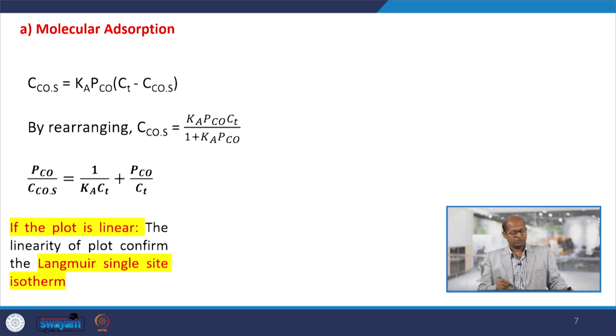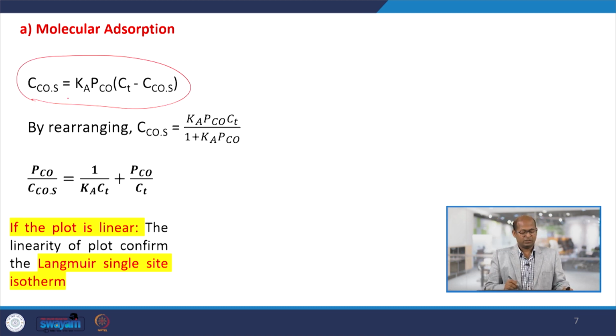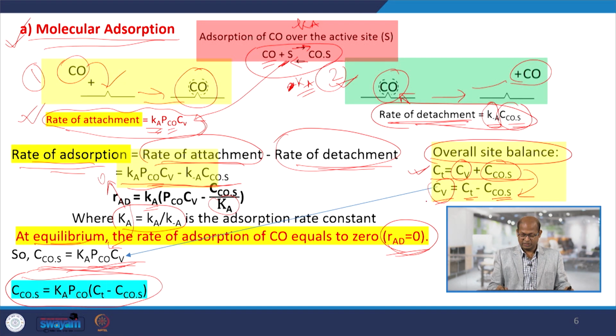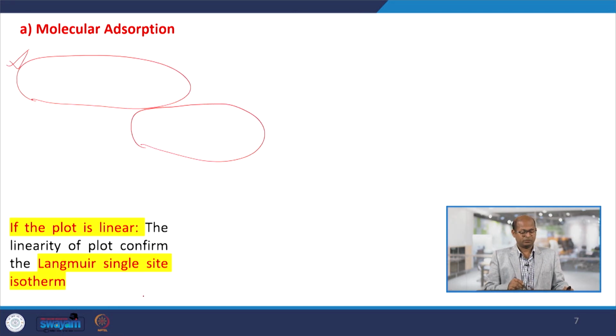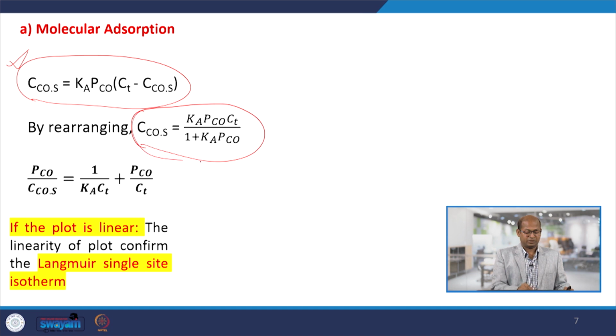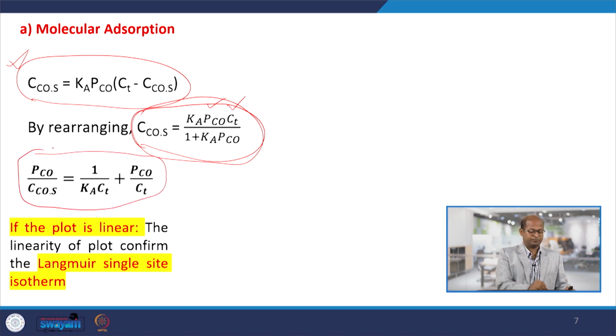So, now we have got this. Now we are rearranging these equations. After rearranging and substituting this, we can get this, and on the right hand side C_CO,S is also there. So, then on the left hand side C_CO,S equals, in terms of the right hand side terms, we can express. So, now these equations we can rearrange this way. Okay. So, these equations we can substitute this way.